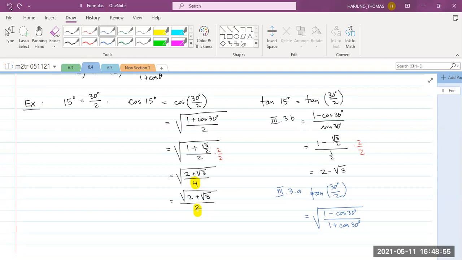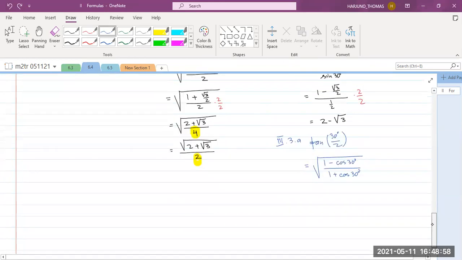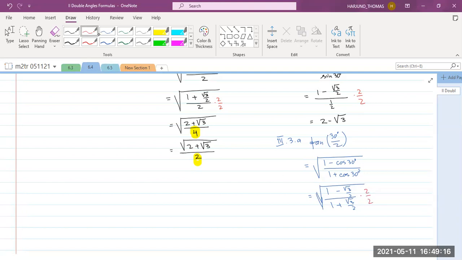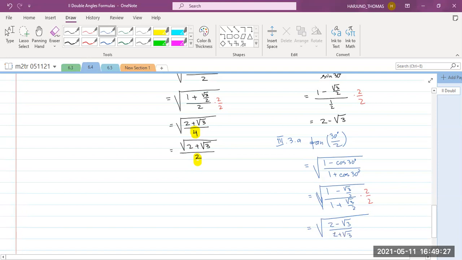Okay, 3a, I still need to know which quadrant it is located in. That's first. And second, take a look at the computation inside the square root. That's messy. So 1 minus radical 3 over 2, over 1 plus radical 3 over 2 under the square root. Now I will multiply the top and the bottom by 2 inside the square root, such that we have square root of 2 minus radical 3 over 2 plus radical 3. But I still need to rationalize this though. Right? I will multiply by the conjugate of the denominator inside the square root.